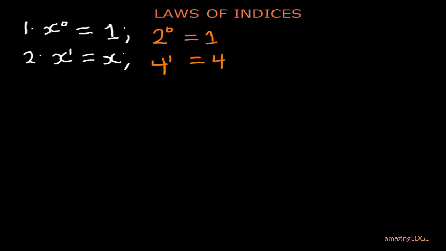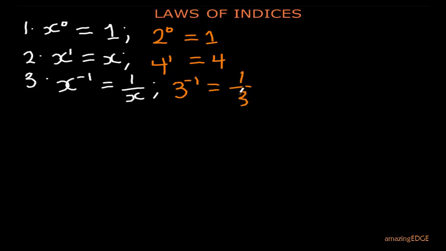We look at another case. Supposing we have x raised to power minus 1, this could be written as 1 over x. So let's see an example. For instance, supposing I have 3 raised to power minus 1, this could be written as 1 over 3.